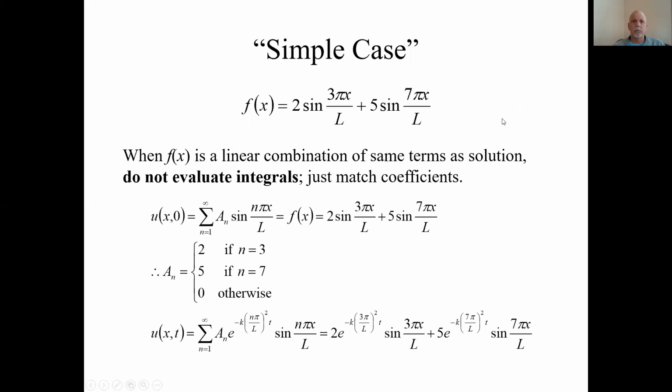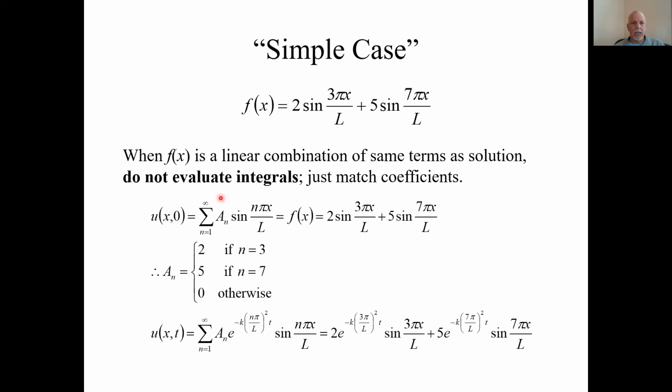Now let's look at what I call a simple case, where that initial function, that initial temperature across the rod, is this thing, where these are both in the same format as our general solution: sine of some integer number of pi x over L. When that's the case, you don't have to take an integral.